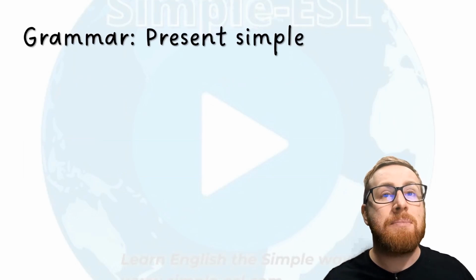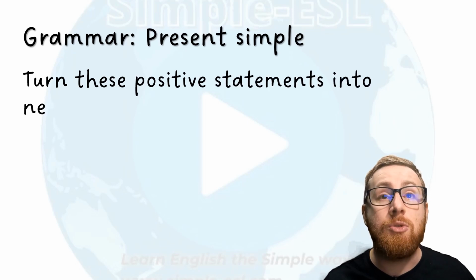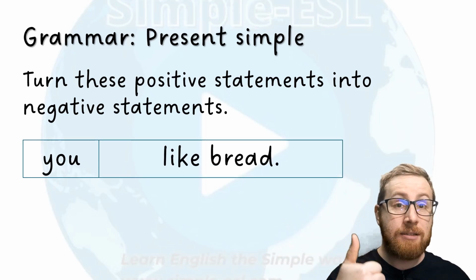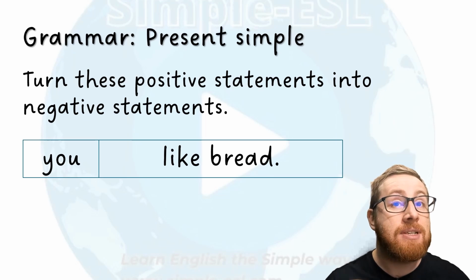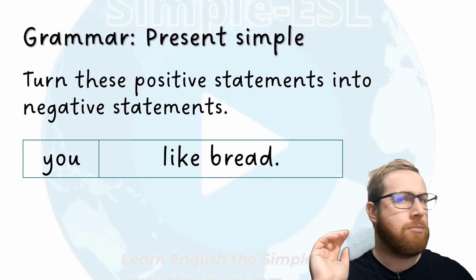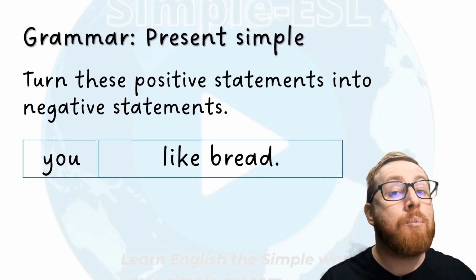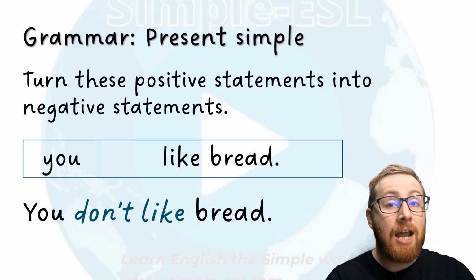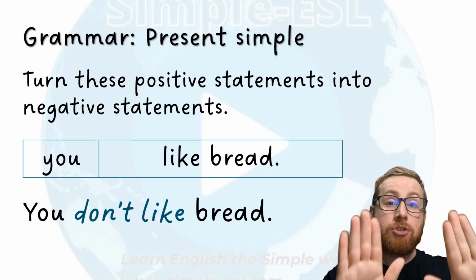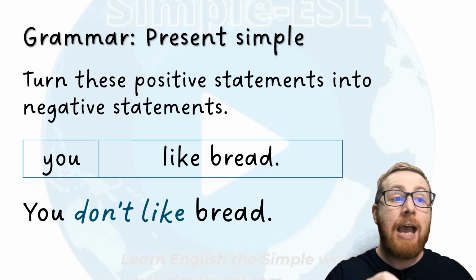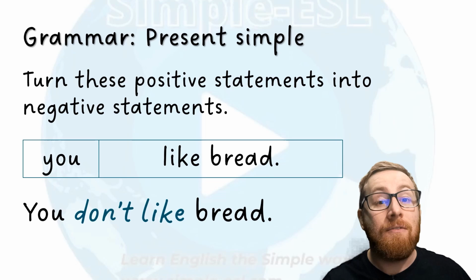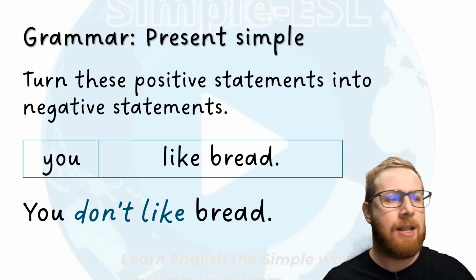So grammar in the present simple, we're turning these positive statements into negative statements. You like bread. How would you make this negative? Say aloud. You don't like bread. If you need more time to practice, don't be afraid to stop the video, rewind, and try again. This will give you plenty of time to practice your speech and your conversational English. You don't like bread.